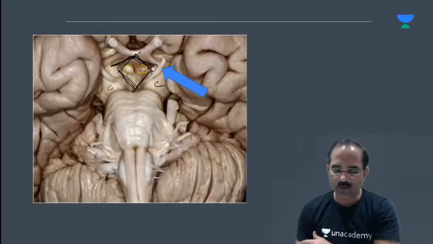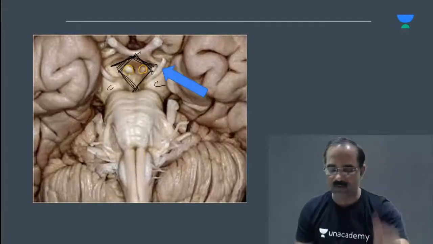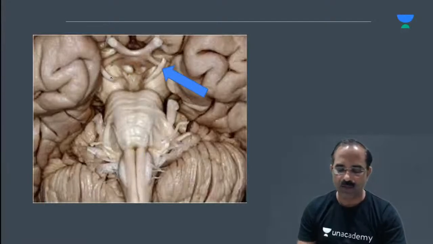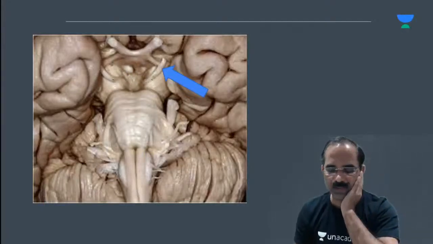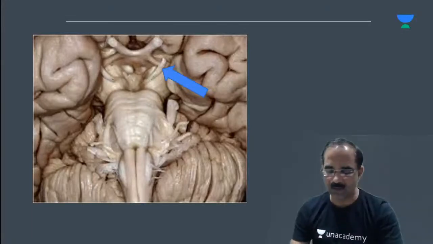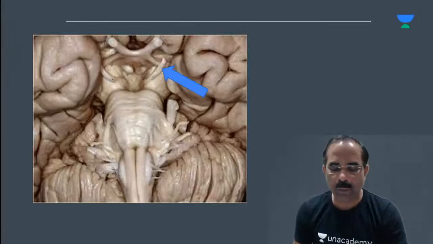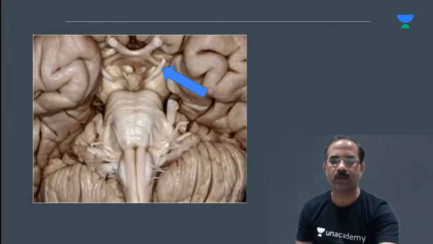The contents are going to be the third nerve and the circle of Willis. This is the third nerve. Also, there's going to be the circle of Willis. Perfect. Any doubts in this slide? You tell me. Should I proceed? Students. Perfect. Very good. Okay.